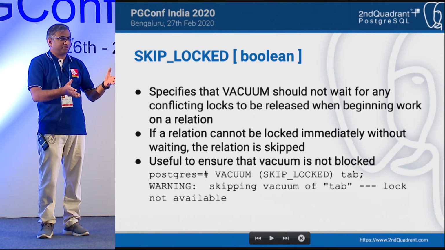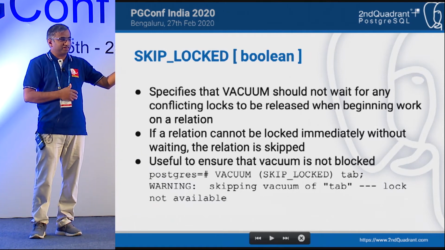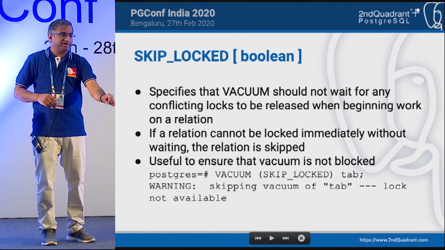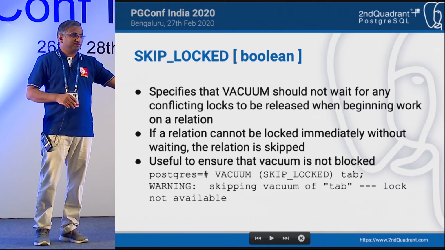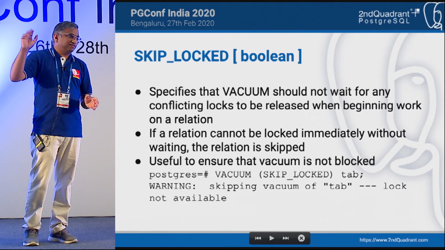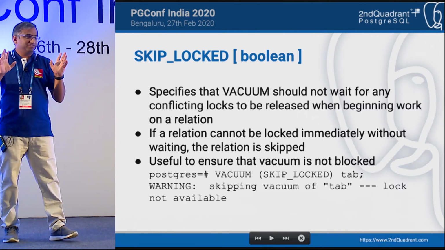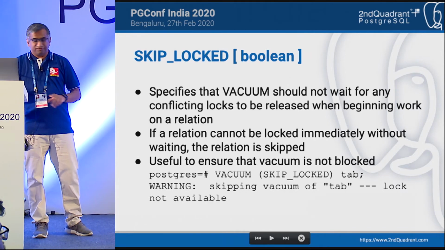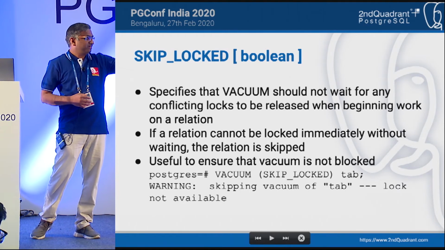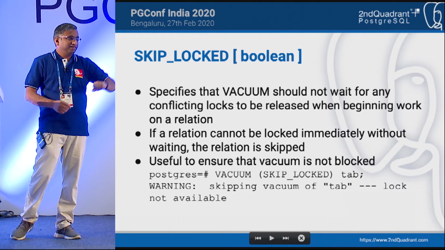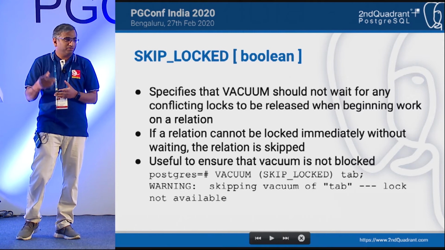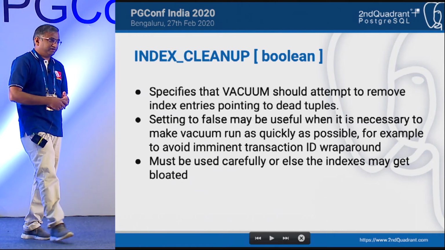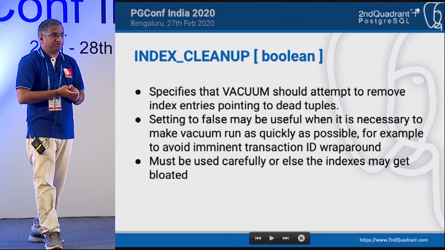In the past, what used to happen is if you're trying to vacuum the entire database, and there was one table which was locked by some other transaction in exclusive mode, and it's holding that lock forever, then your vacuum is completely stuck. Now, if you say vacuum skip locked, and the lock is not available, it will say skipping vacuum of the particular table because the lock is not available. This is also a very important addition in PG12.